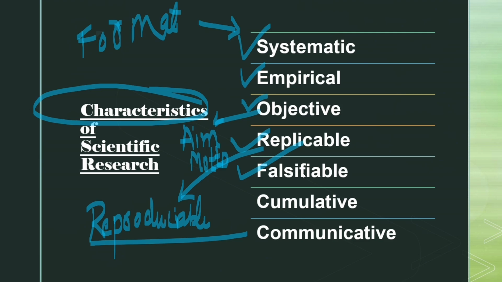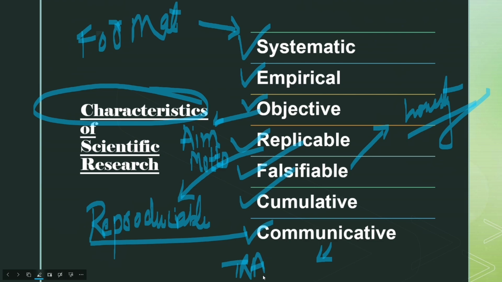Next is cumulative. Scientific research builds upon the existing knowledge with new discoveries, adding to the collective understanding of that subject matter. So it is combining the existing knowledge with whatever we are discovering, so that we can get a proper understanding of that combined research. Next is communicative. Results of scientific research are typically disseminated through peer review publications, conferences, and other channels to facilitate sharing and collaboration.